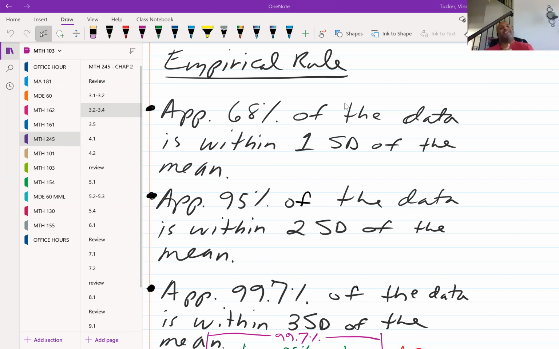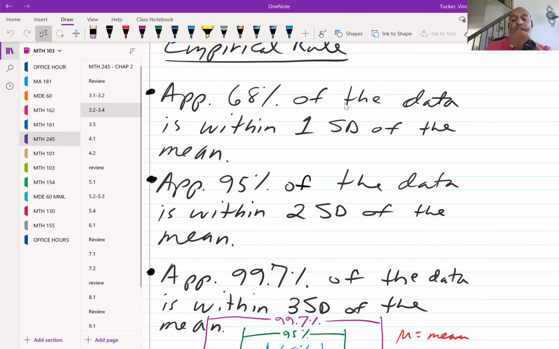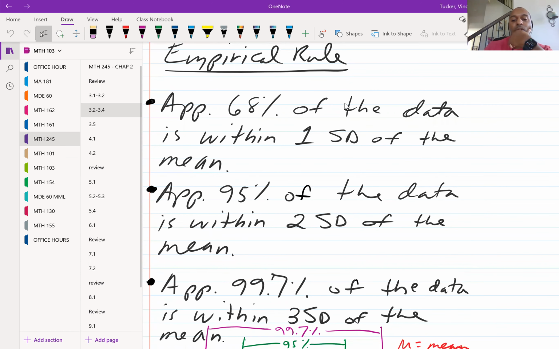Okay. All right, so last thing out of 3.2 is the empirical rule. It says approximately 68% of the data is within one standard deviation of the mean. 95% of the data is within two standard deviations of the mean. And then approximately 99.7% of the data is within three standard deviations of the mean. So we have a little diagram that gives you a visual on that, but we'll get to that after you guys finish writing.